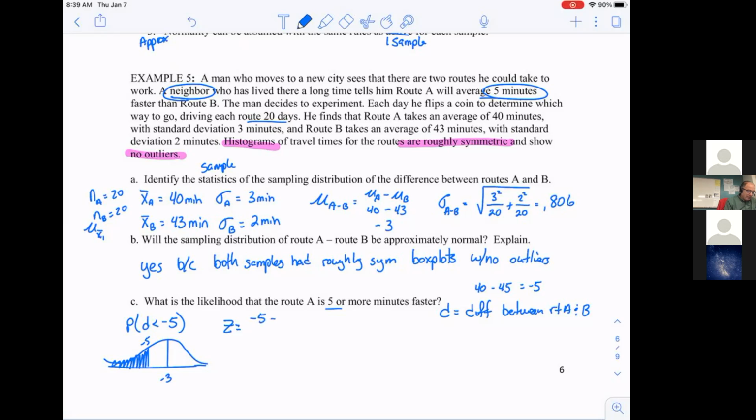So we're at -5 minus a -3 divided by my standard deviation of my combined samples, 0.806. And so we're going to get a -2.48. And that means that we're going to get a 0.006. So, based upon our data, we can tell our neighbor he's full of it, because we got a probability. It's very, very unlikely that we would see a difference of 5 minutes.